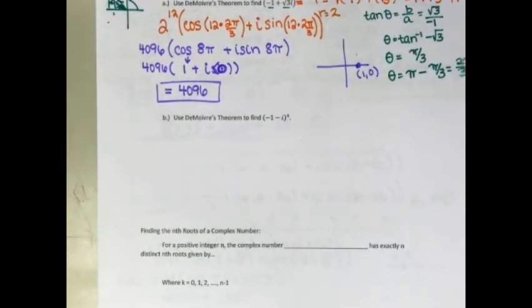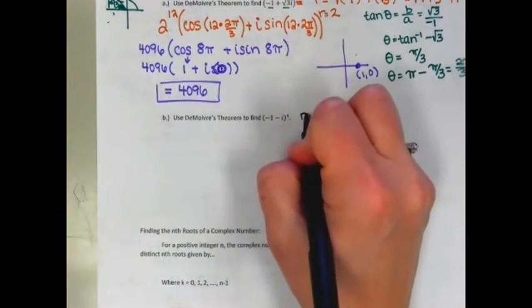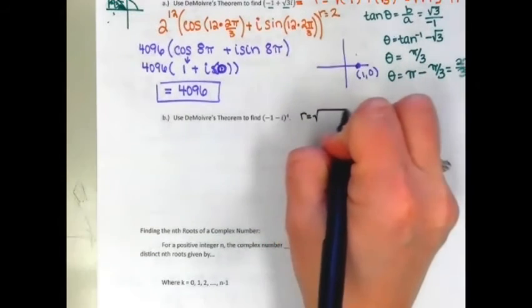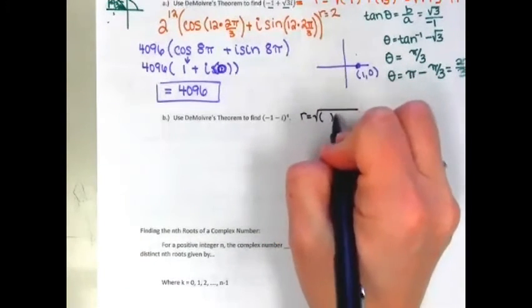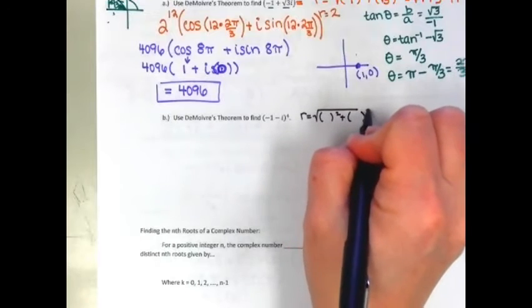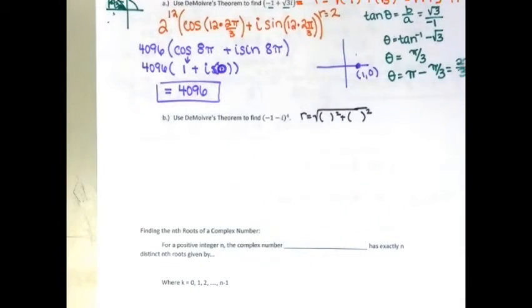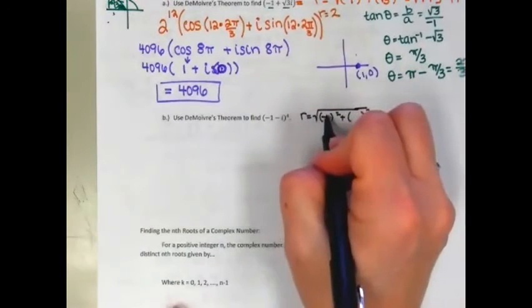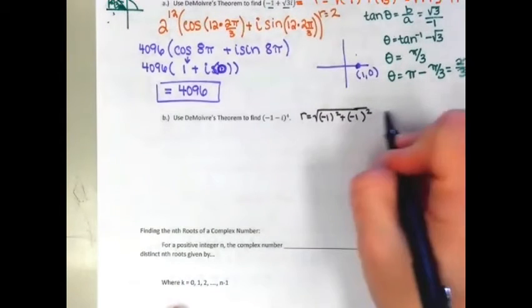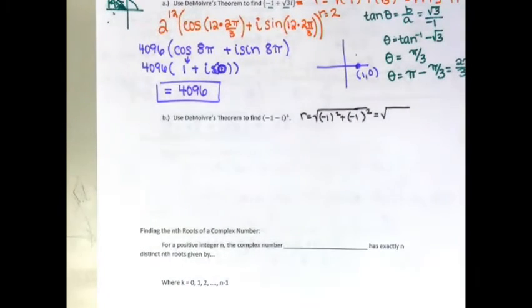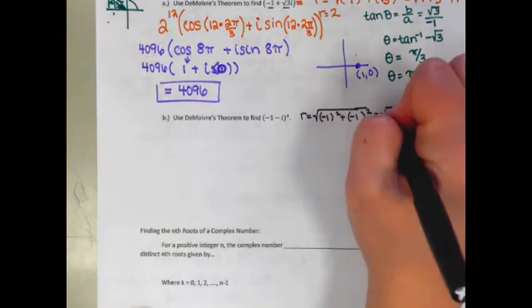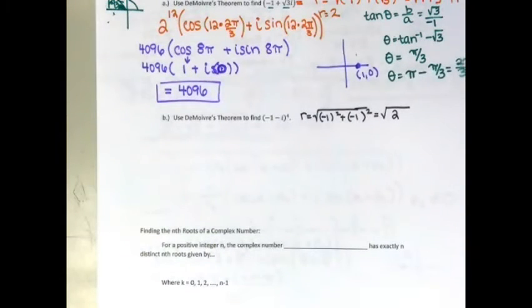-1 minus I to the 4th power. Okay. So let's find our R. How do I find my R? A squared plus B squared in the square root. So what is my A? -1. What's my B? -1. So -1 squared is 1. So 1 plus 1 is 2. So we just have radical 2 for my R, right?